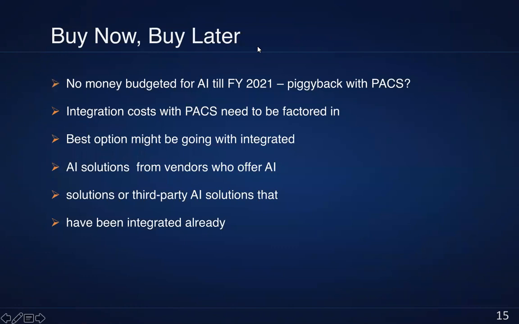Your best option actually might be going with an integrated AI solution from vendors who offer AI solutions, or a third party that has been integrated already. So you've got to go with a vendor who has shown, I can work with a Philips PACS or a Change Healthcare PACS or one of the major PACS vendors, and have done it and shown it. If they showed it already, then you know it can be done, and it will save you some revenue.